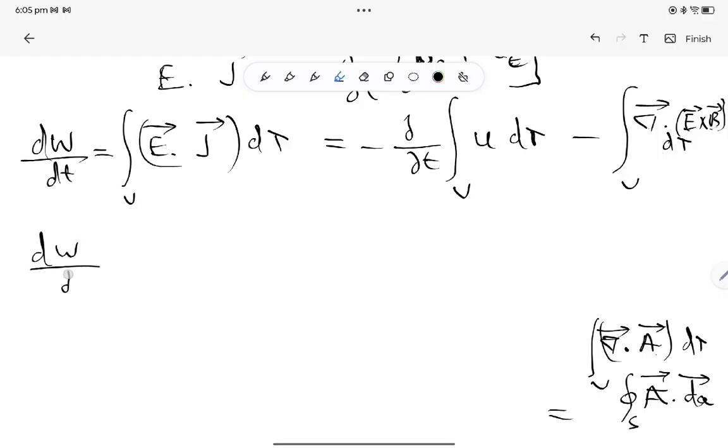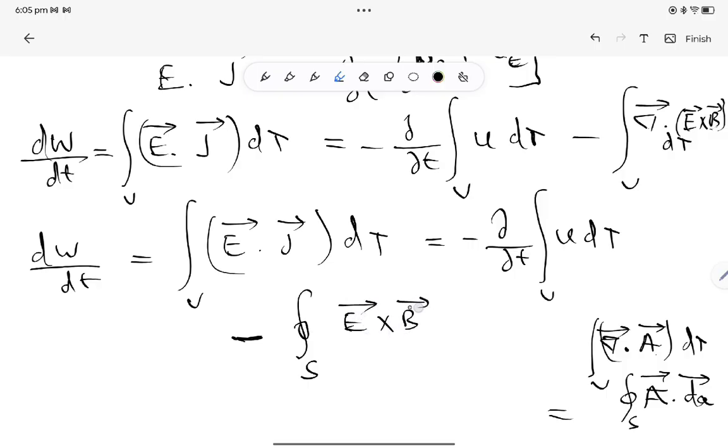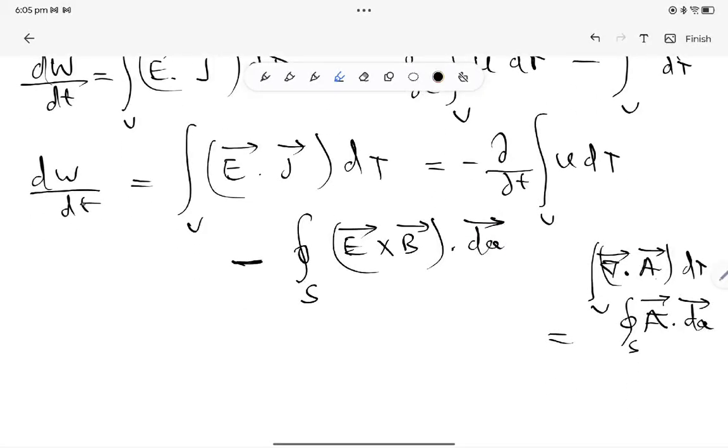Then we can write it as dW by dt is equal to the integral over V of E dot J d tau, that is equal to minus d by dt of the integral over V of u d tau, minus, lastly minus, the surface integral of E cross B dot dA. This equation is known as the Poynting equation.